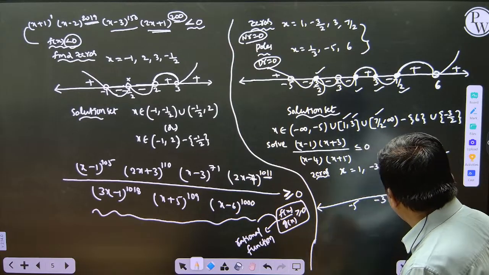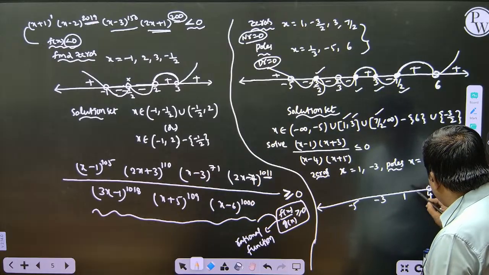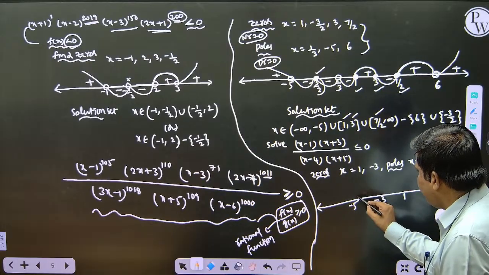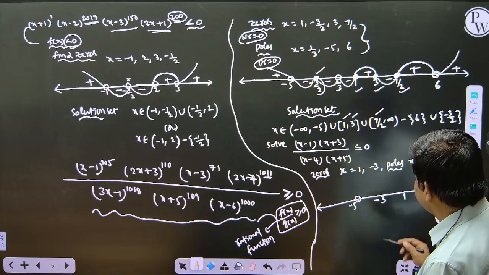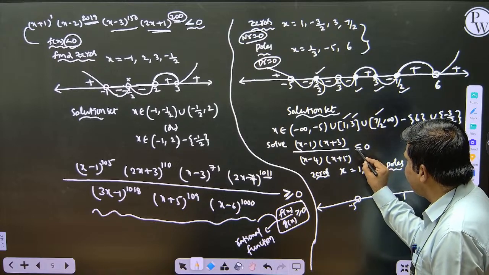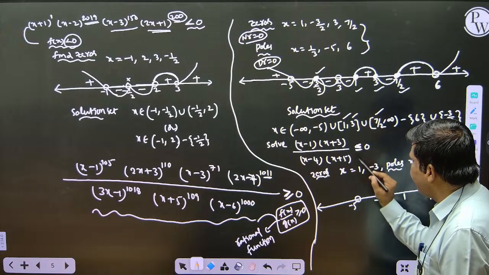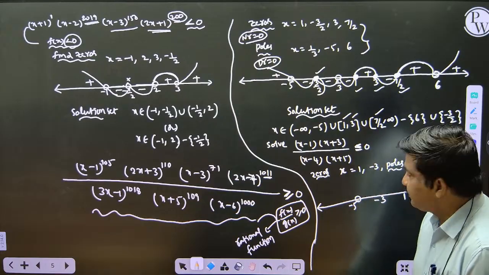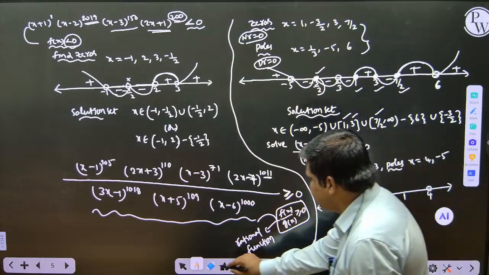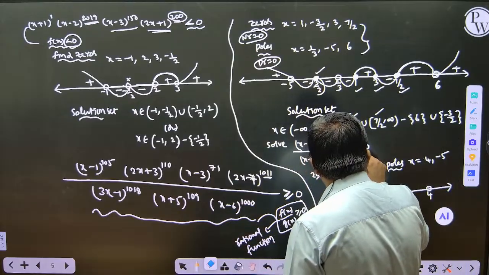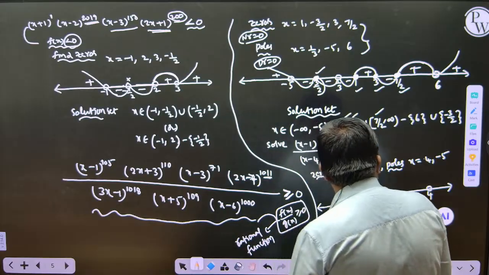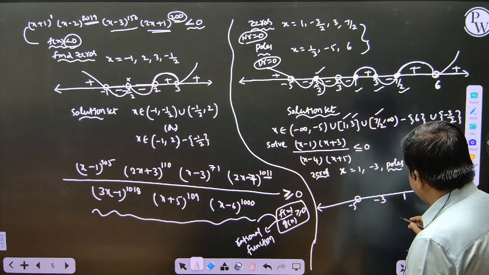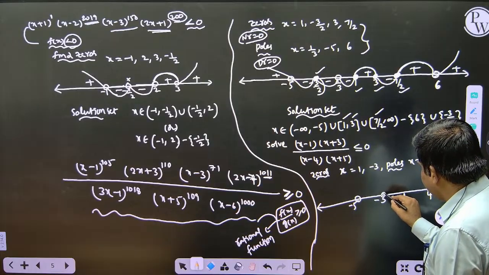As I already told you, poles are never included in our solution. So the poles part you always take open. 4 is open and minus 5 is also open. But zeros are included or excluded depending on which one? Here in the inequality, equality is there or not. Here equal to 0 is there. So equal to 0 is there means equality should be considered.